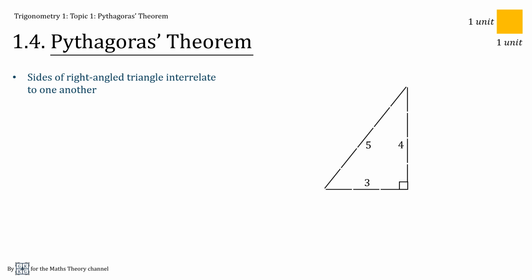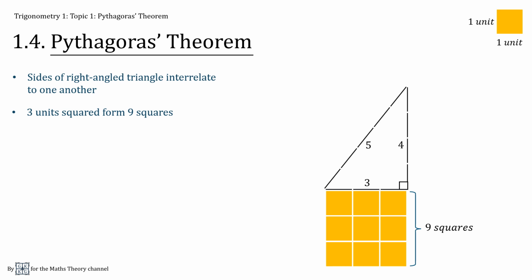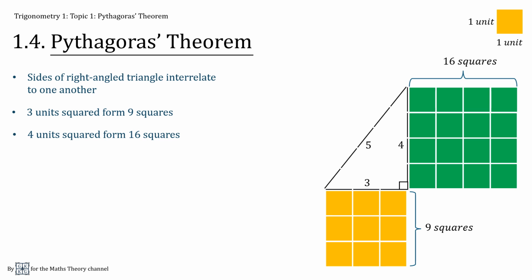Stacking such squares to form a larger square would give 9 squares in total. In other words, squaring 3 gives 9. Repeating this step with the other sides, we find that for the side of 4 units, squared gives us a total of 16 squares. And with the hypotenuse of 5 units, squaring this gives us a total of 25 squares.